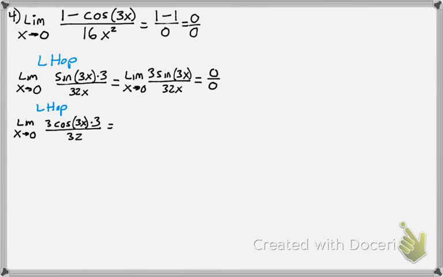which is equal to the limit as x goes to 0 of 9 cosine of 3x all over 32, which is going to be equal to, if you plug in 0, cosine of 0 is 1, 1 times 9 is 9, and we get that over 32. So 9 over 32 is going to be our solution.